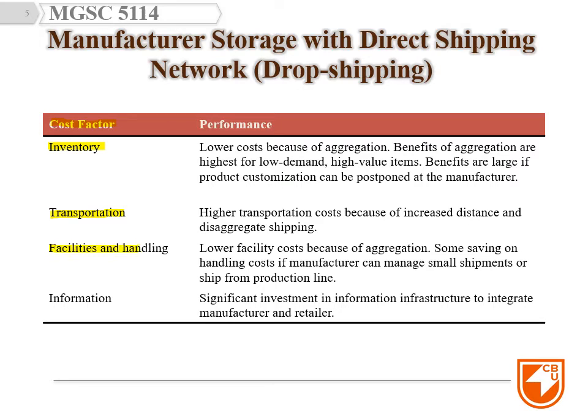The next type of cost is information. Information cost means the money, the funding that you should invest in infrastructure for information technology in order to manage this type of distribution network. So you need significant investment for this type of distribution network because information is shared between different levels.